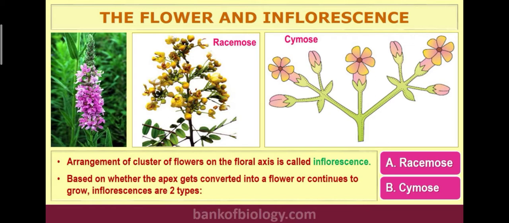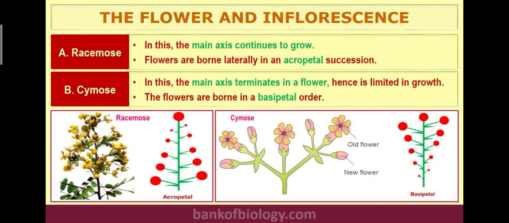Based on whether the apex gets converted into a flower or continues to grow, inflorescences are of two types. According to the growth of the flowers, into a cluster or into one or two flowers, it continues. This inflorescence has been divided into two types, racemose and cymose. If you look at the picture, it will be clear what racemose shows: a cluster of flowers. So many flowers arise from the floral axis, and in cymose only a single flower arises. Let's discuss racemose and cymose.